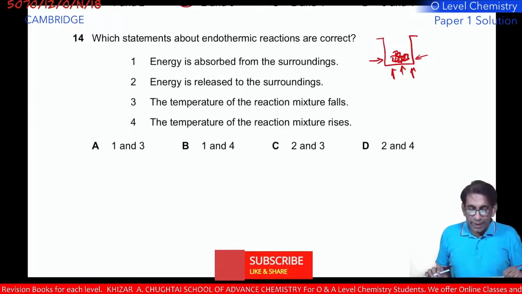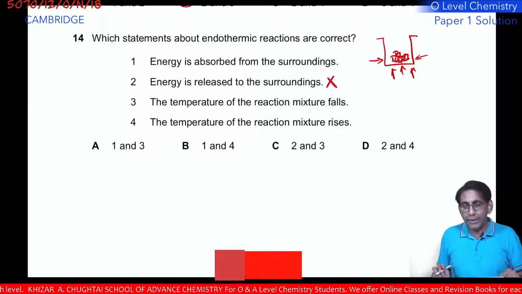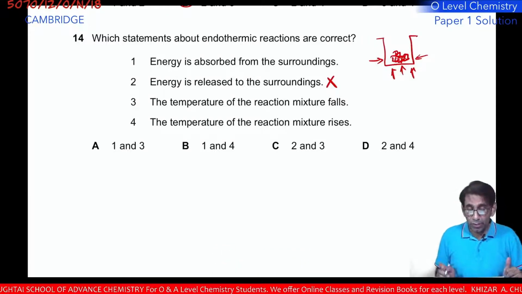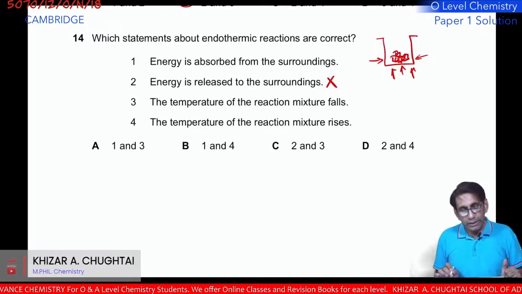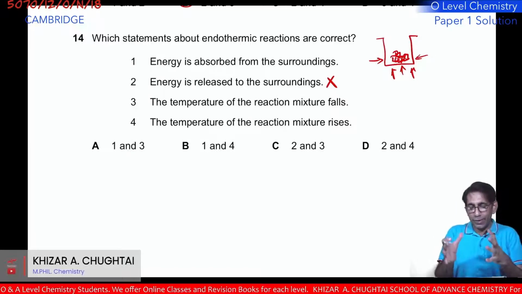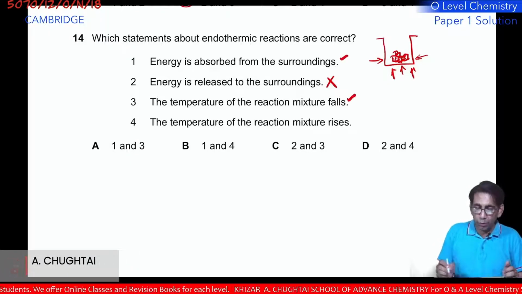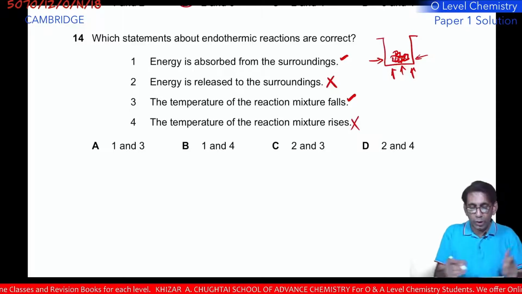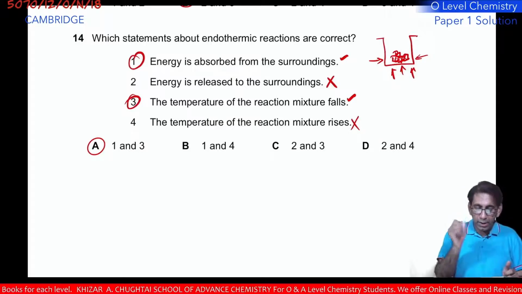The second one, energy is released to the surrounding. No, it's not the correct one. Energy is gained from the surrounding, is absorbed from the surrounding. The temperature of the reaction mixture falls. Yes, it is true. This vessel will decrease its temperature. The temperature of the reaction mixture rises, sorry, that is not the correct one. So 1 and 3, I mean A is the correct option.